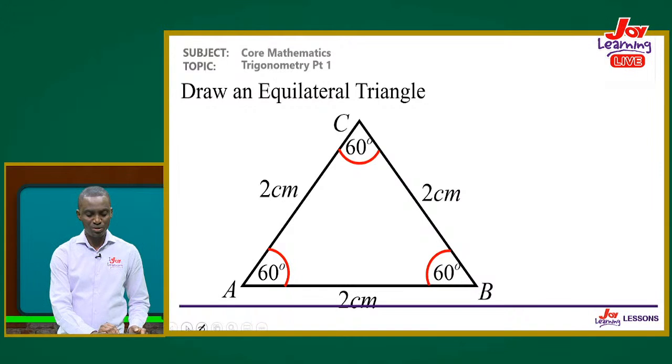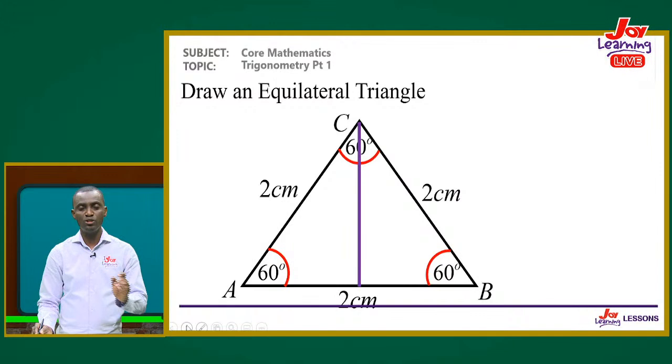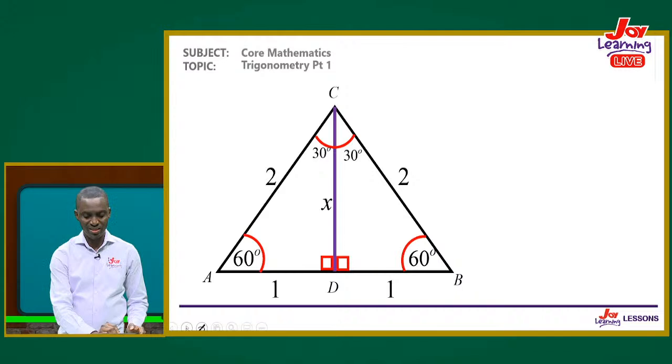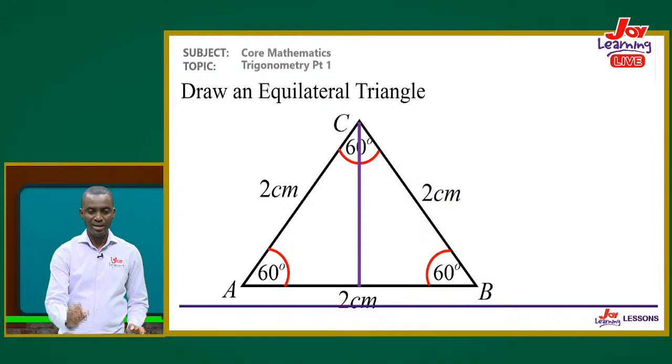Now, when we try to draw a line of symmetry, we know an equilateral triangle has 3 lines of symmetry. And each line of symmetry will meet the baseline at an angle of 90 degrees. And so when that is true, realize that the line would divide the angle here into two equal parts. And so here will be 30 and here will be 30. This will meet at an angle of 90 degrees.